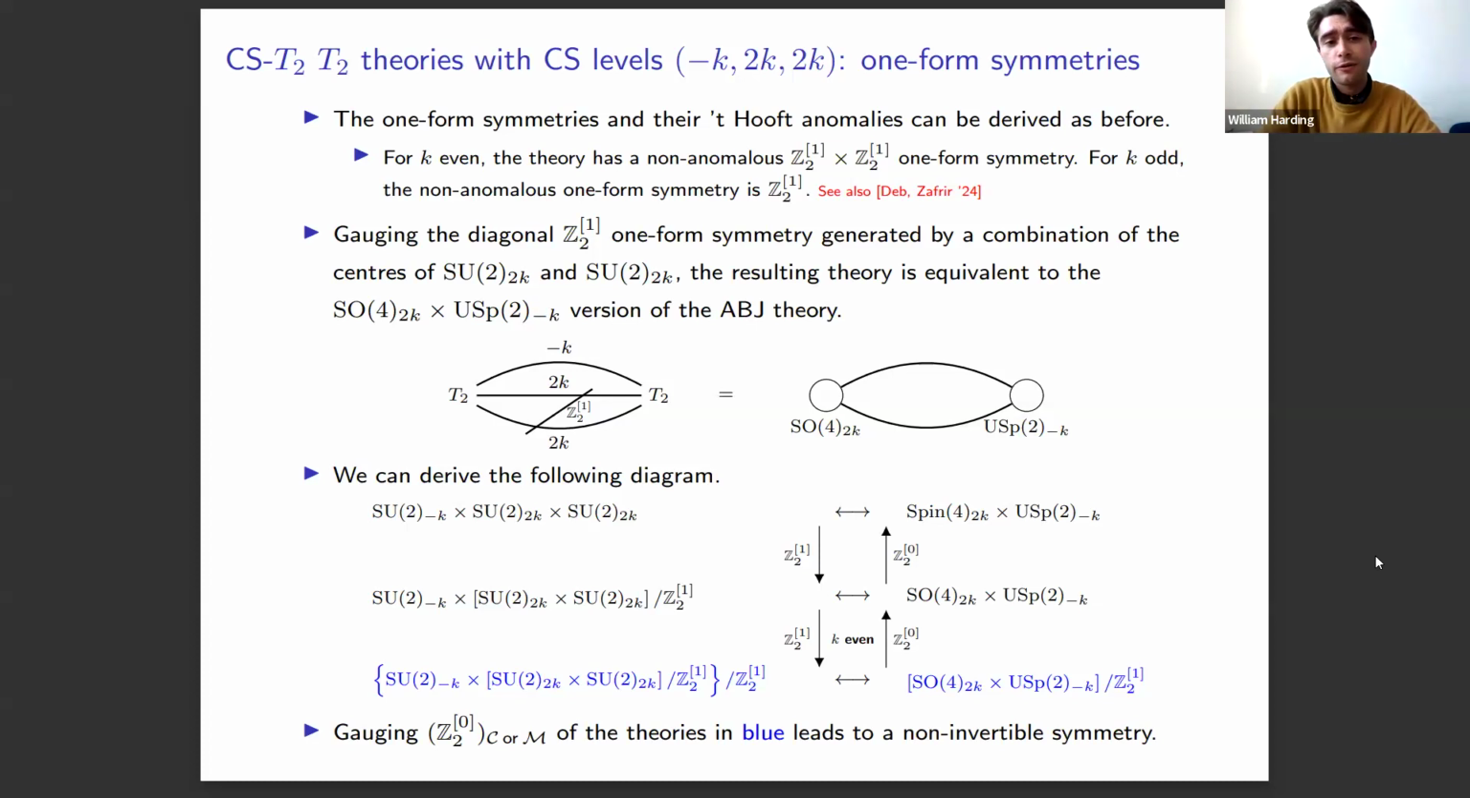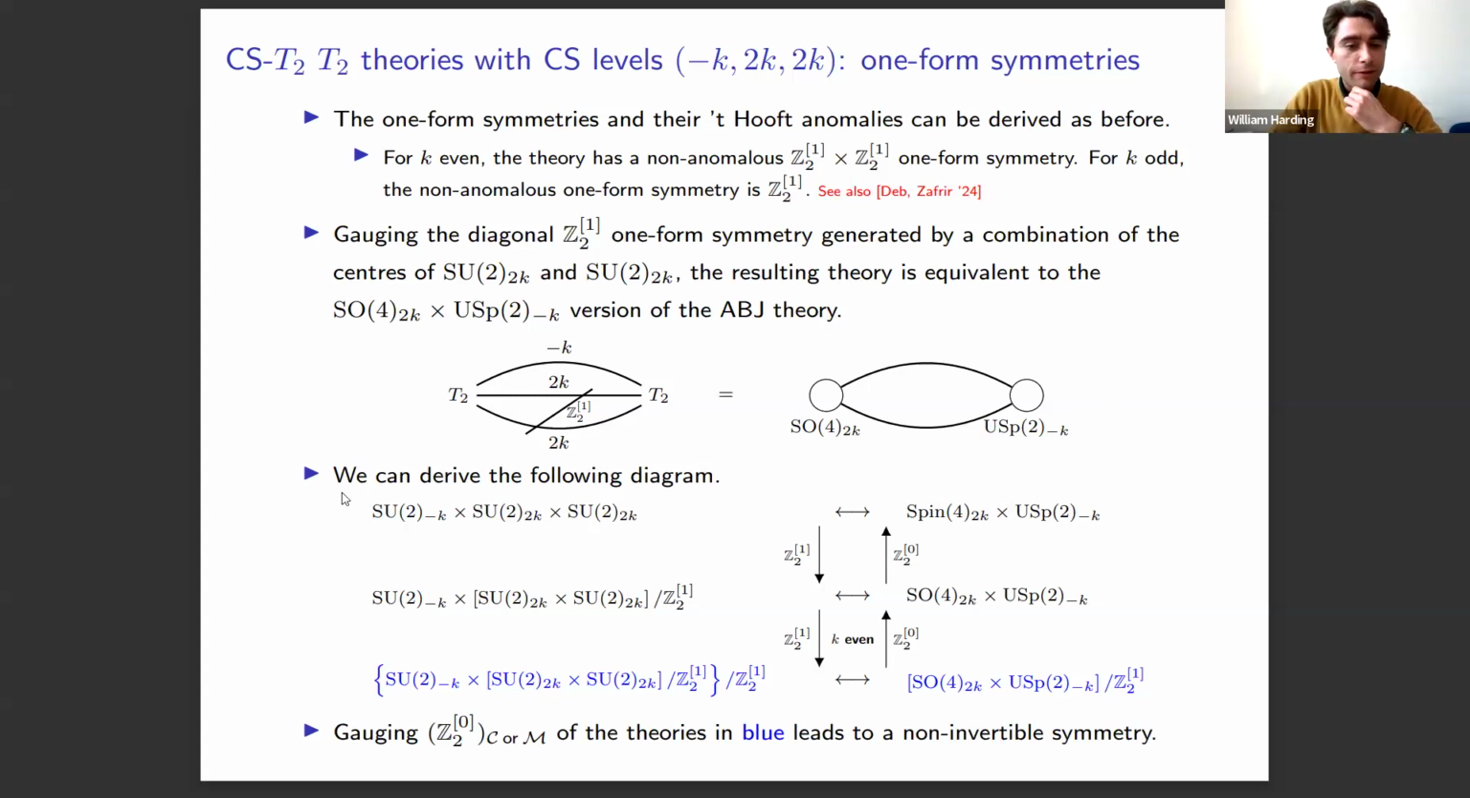So one finds that for K even, the theory has a non-anomalous Z2 times Z2 one-form symmetry, whereas for K odd, the non-anomalous one-form symmetry is Z2. And we can gauge the non-anomalous Z2 one-form symmetry corresponding to the centers of SU2 level 2K and SU2 level minus 2K. And now the resulting theory is equivalent to the SO4 level 2K times USP2 level minus K version of the EPJ theory.